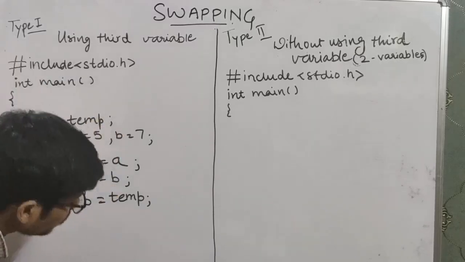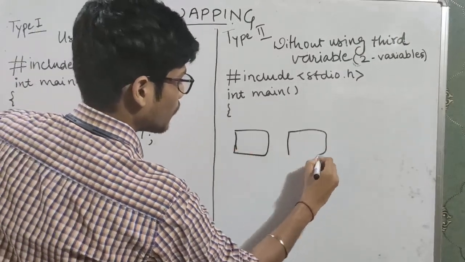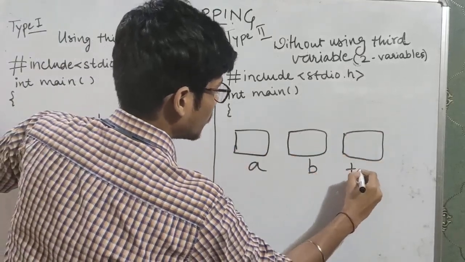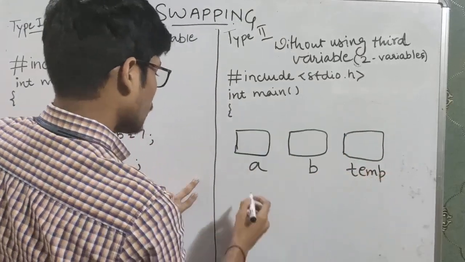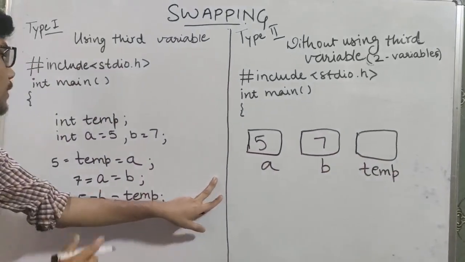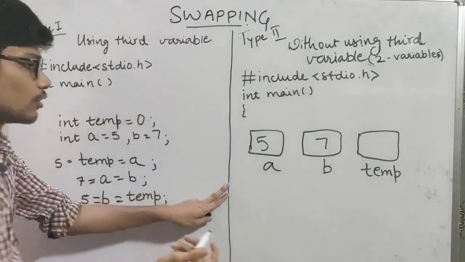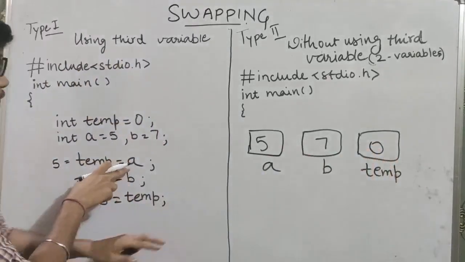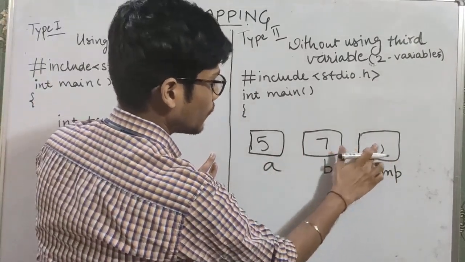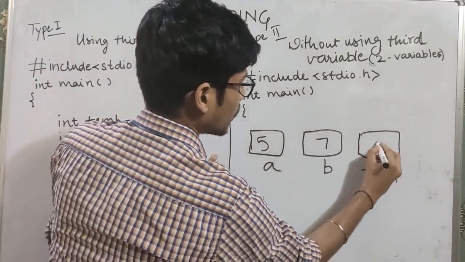So like this we can say there are 3 blocks of memory having A, B and temp. A is having 5, B is having 7 and temp is having nothing, or you can say temp is having 0, a garbage value or 0. So at the first step we are moving A to temp. So A's value is moved to temp, and temp is holding 5 now.